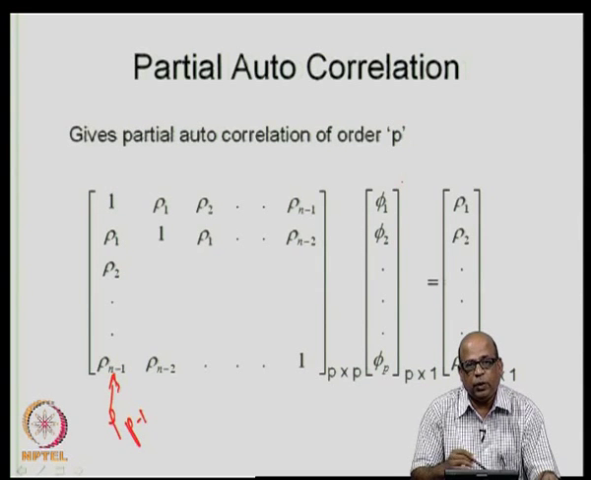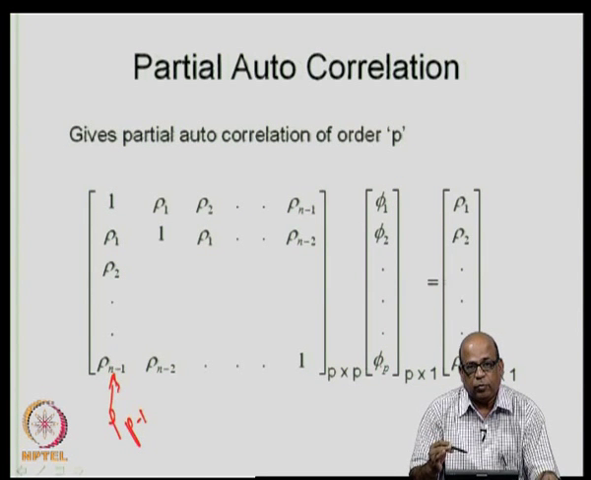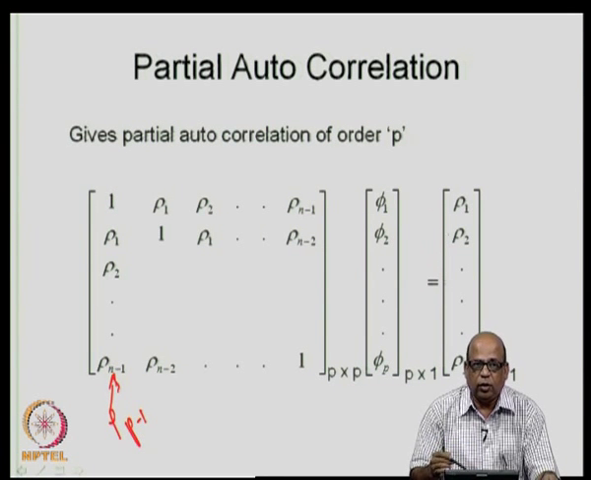So, when you solve this pth order Yule-Walker equation, you will get the solutions for phi 1, phi 2 etcetera phi p, and the phi p, which is the last term that you get, is in fact the partial autocorrelation of the order p. So, this is how you determine the partial autocorrelations of order p. If you want phi 1, you write the Yule-Walker equation of order 1. If you want phi 2, solve Yule-Walker equations of order 2 and so on. So, this is the pth order Yule-Walker equations.